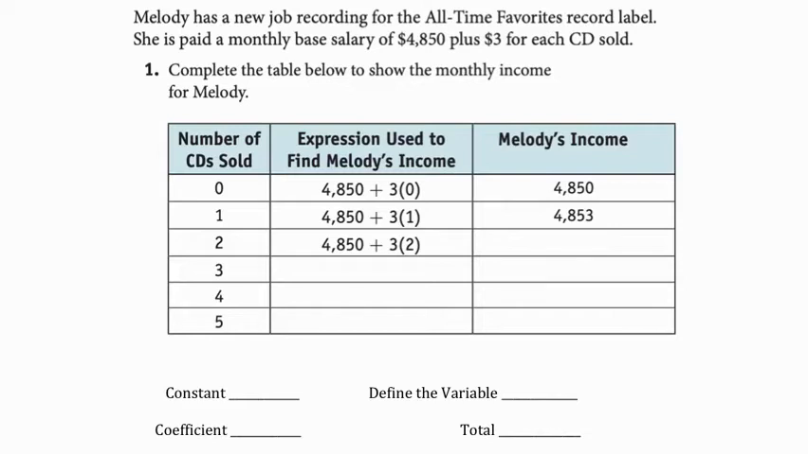We're going to start out with a tiny little word problem at the top here about Melody, so follow along with me. It says Melody has a new job recording for the All-Time Favorites record label. She's paid a monthly base salary of $4,850. She gets $3 additional, so plus $3 for each CD sold.